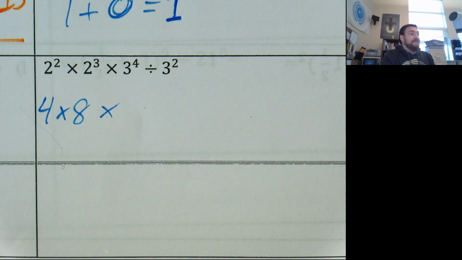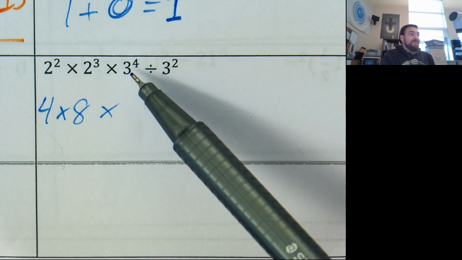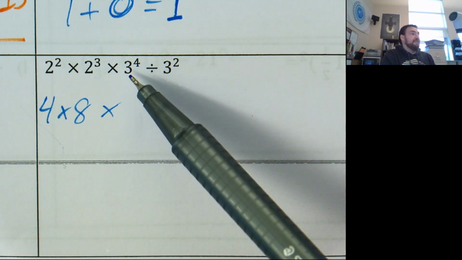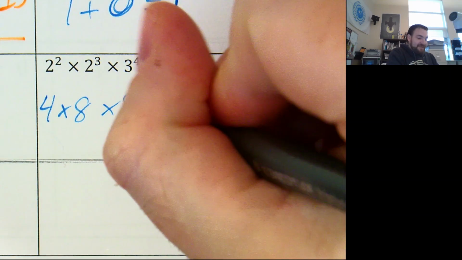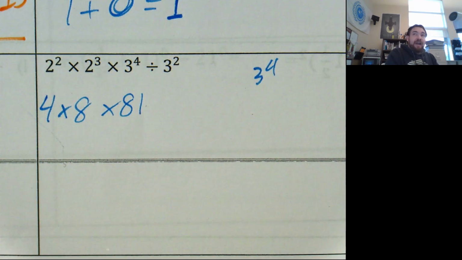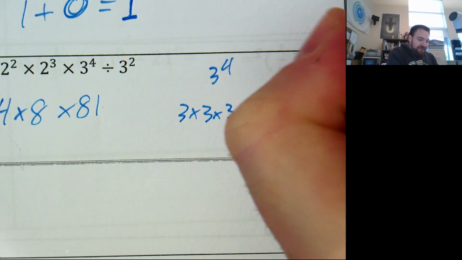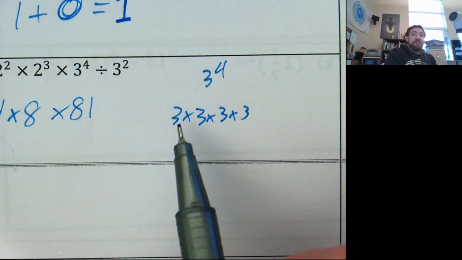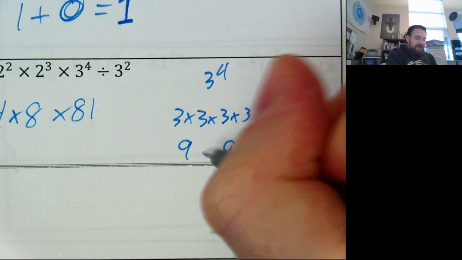Nope. 3 times 3 is? 9. And 3 times 3 is? 9. And 9 times 9 is? 81. There it is. So that's how I would break up 3 to the 4. I would say 3 to the 4 is 3 times 3 times 3 times 3. These two are going to make 9. These two are going to make 9, and then I can multiply 9 by 9.